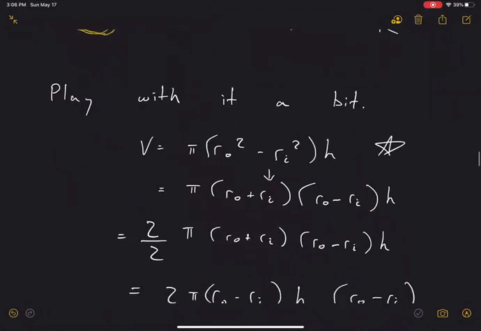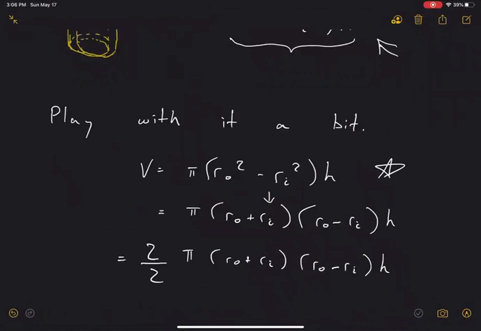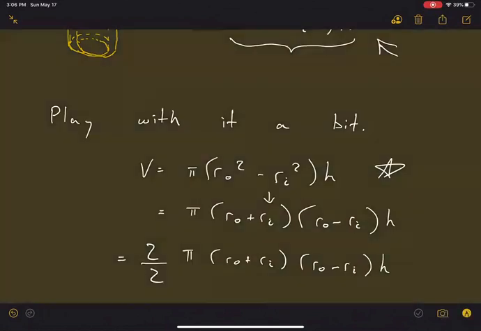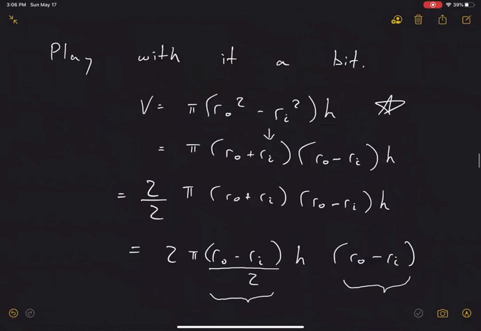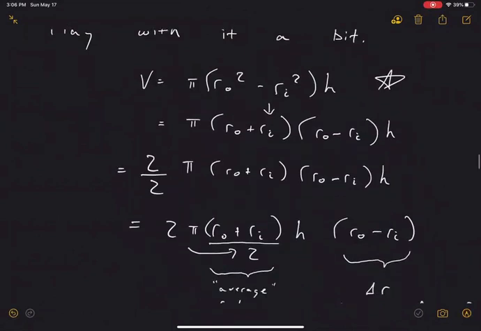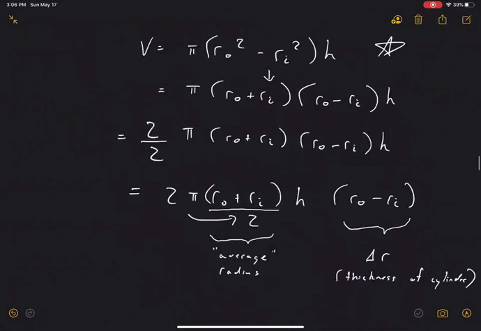All right, and then let's multiply this by 2 over 2. So 2 over 2 is just 1, right? So multiplying by 1 doesn't really change anything, but I'm going to rearrange these 2's to get something that makes some sort of geometric sense. So let's bring this denominator over here. All right. Well, now I can think of this (RO plus RI) over 2.